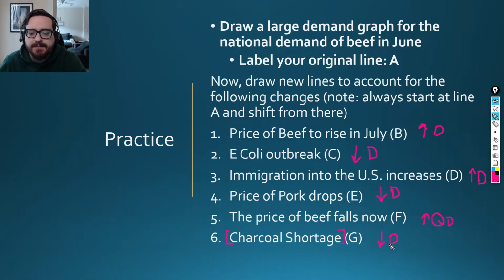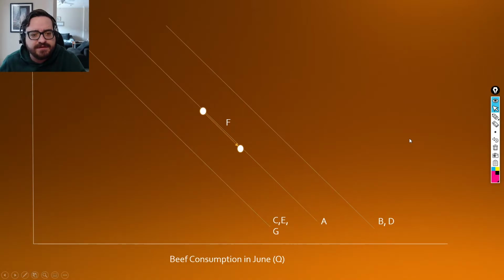That would be a complementary good to beef, would be charcoal, because you use it for grilling. So we've got increased demand for 1, decreased demand for 2, increased demand for 3, decreased demand for 4, increase in the quantity demanded for 5, aka F, and decrease in demand for G. Let's show you what those look like on the graph.